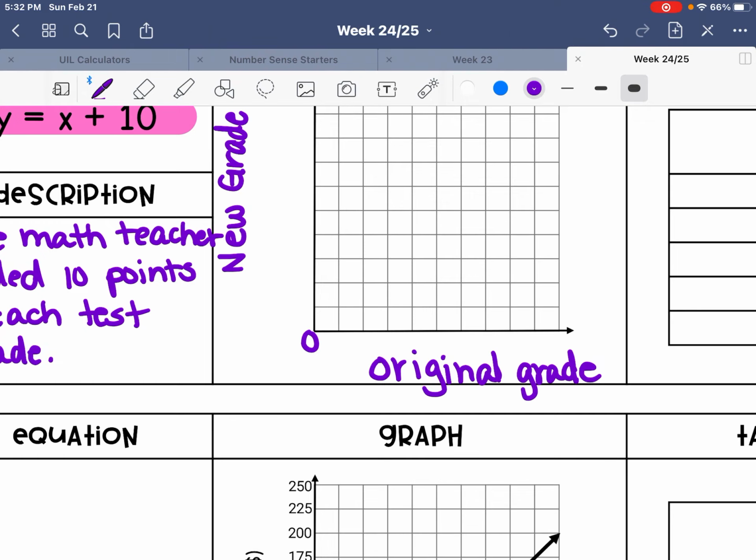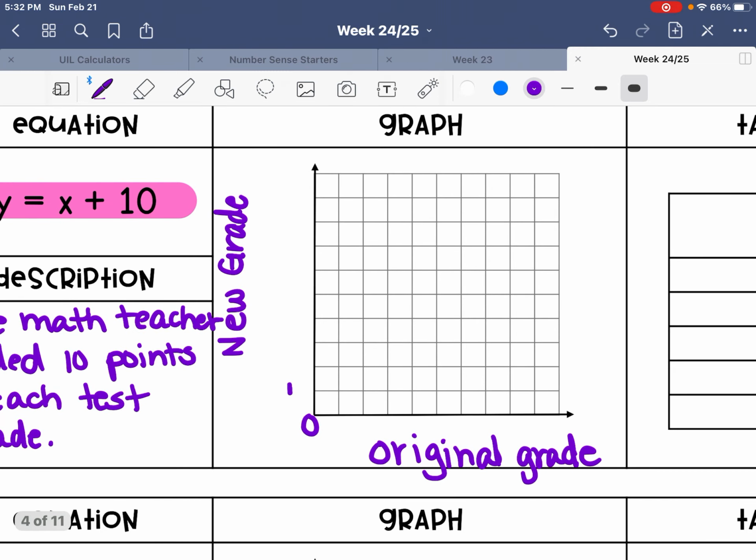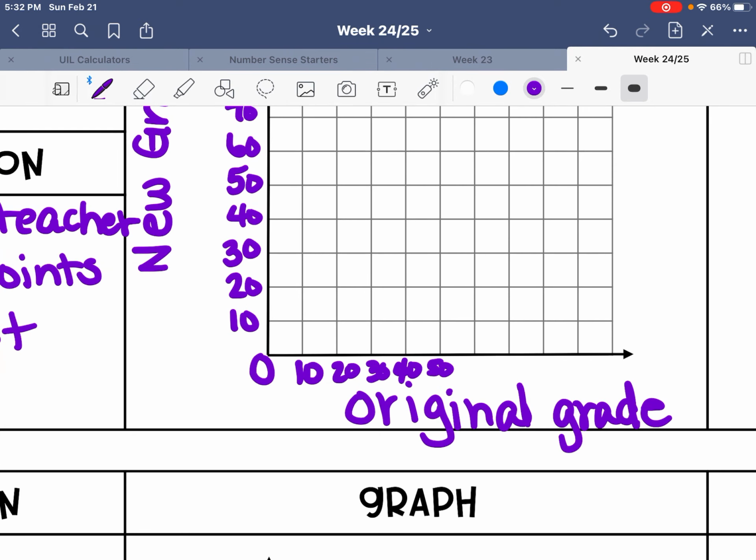So let's go up on the y-axis by tens. 10, 20, 30, 40, 50, 60, 70, 80, 90, 100. We're not going to be able to fit that 110 on the graph, but that's okay. We know it would be there. And we'll do the same thing on the x-axis. We'll start with a grade of 10, 20, 30, 40, 50, 60, 70, 80, 90, 100.